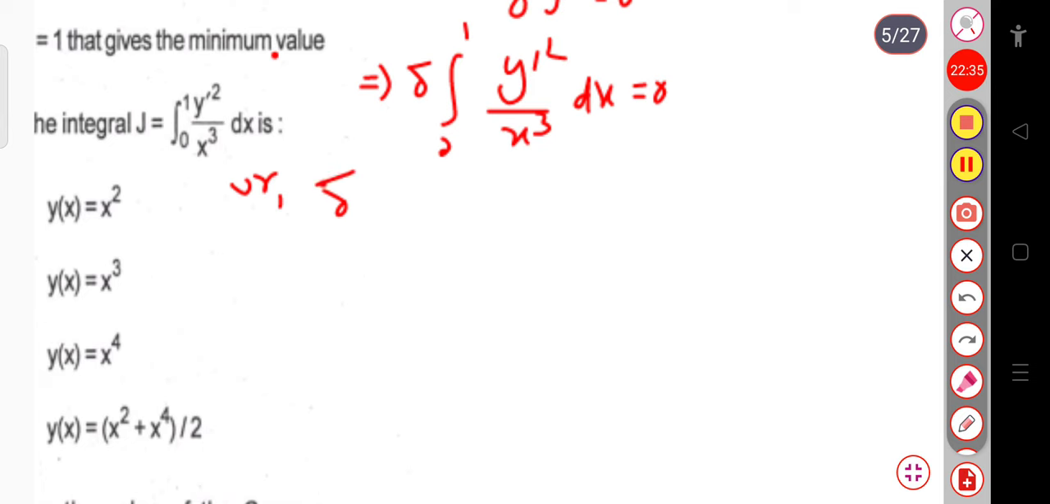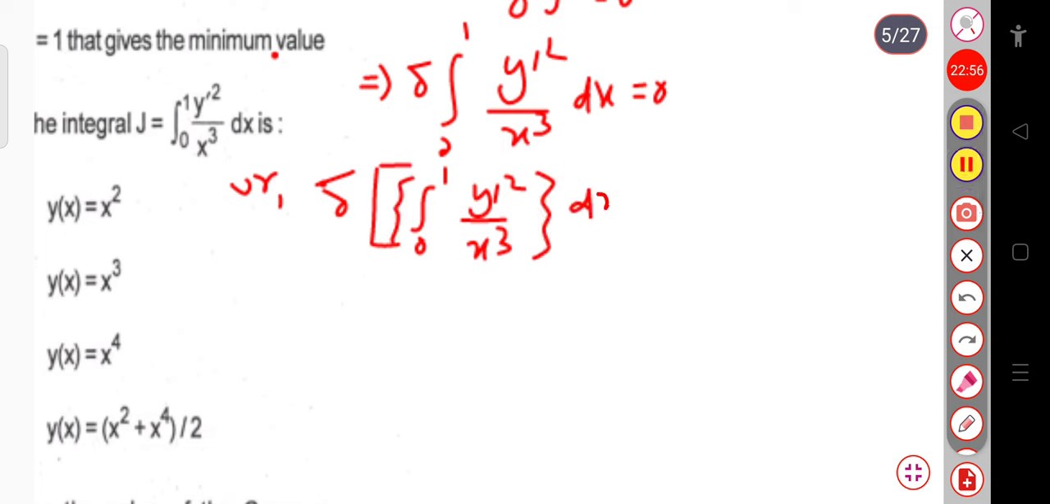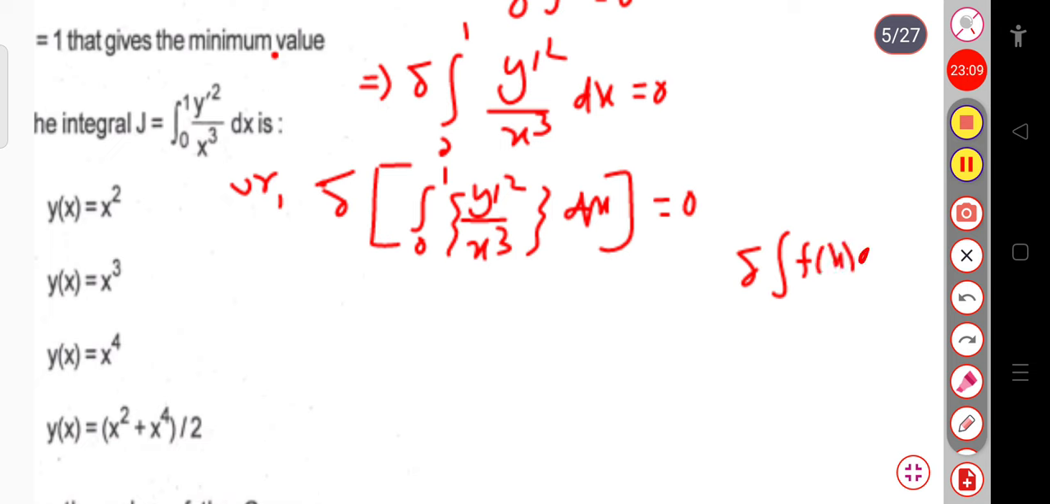Or simply we can write delta of the integral from 0 to 1, where y prime means dy by dx. Let me write it this way also: y prime square divided by x cube, this whole thing into dx, equal to 0. Why am I writing it like this? Because you know, for the integration, delta of f of x dx is equal to 0.